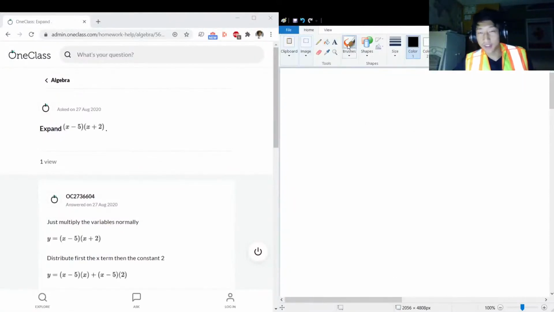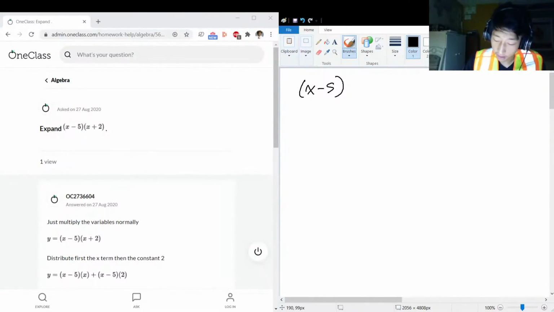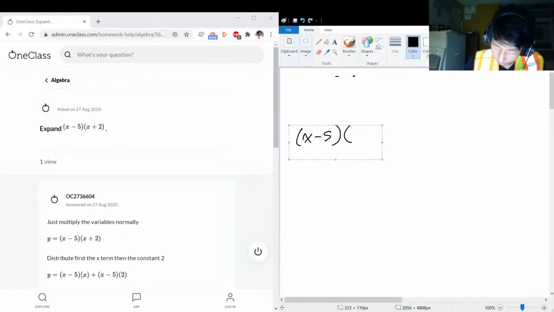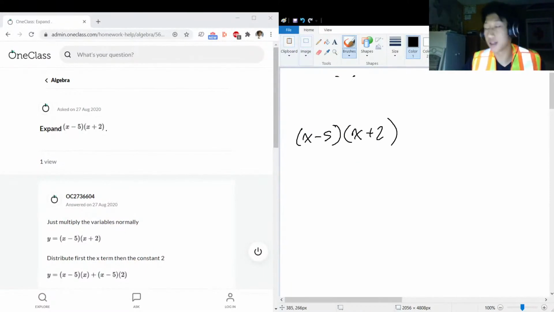Okay. The next question that we got on the menu. Expansion of polynomials. Expand x minus 5 multiplied by x plus 2. Actually, I'm going to write this a little bit lower, because I want to have some space on top to draw some stuff. Okay, cool. x minus 5, x plus 2. We've got to expand these brackets out.